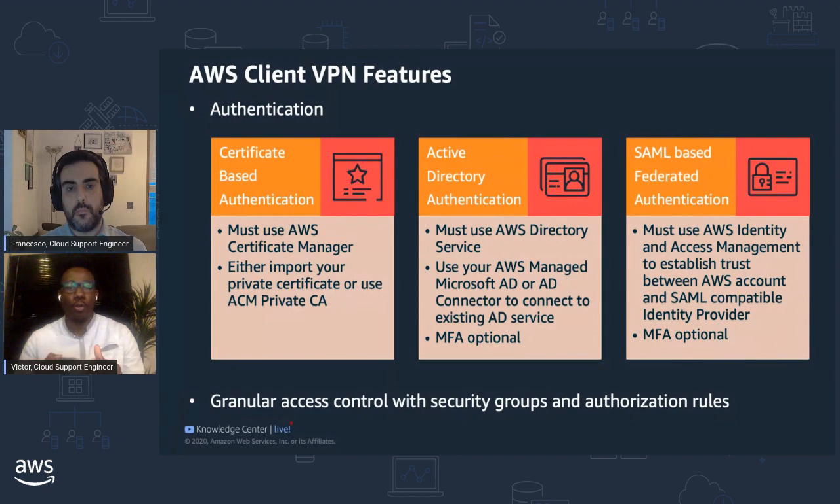So with authorization rules, you can say you want all users to access your network. You can say you want users in this group. So, for example, you've created an Active Directory group, or you've created a group on your identity provider, your SAML identity provider. You can say with your authorization rules that users in this group should be able to access this network, but not this network, right? You have that flexibility to do that when you're setting up your client VPN endpoints.